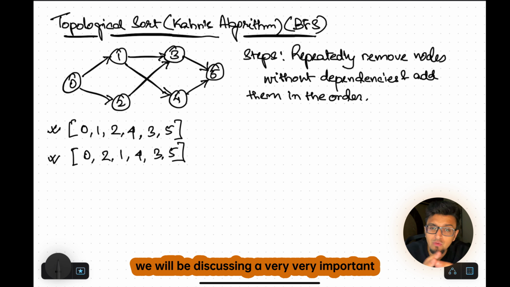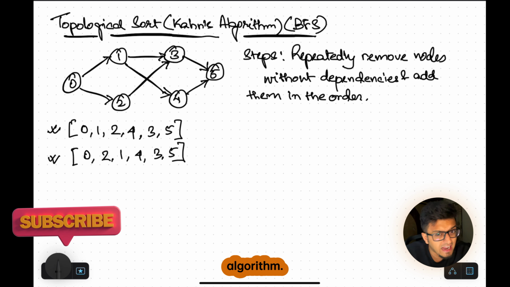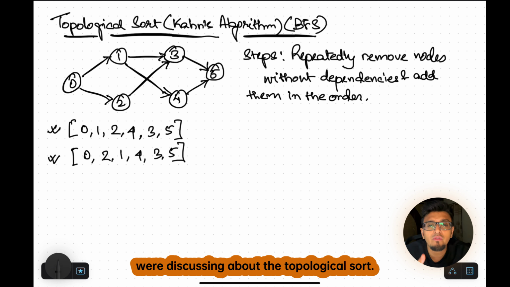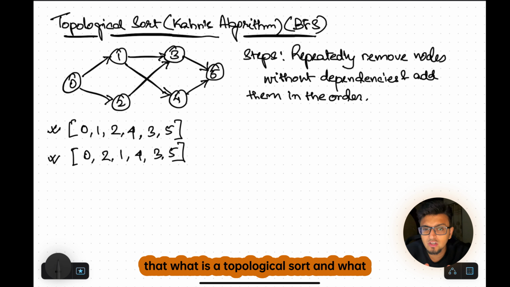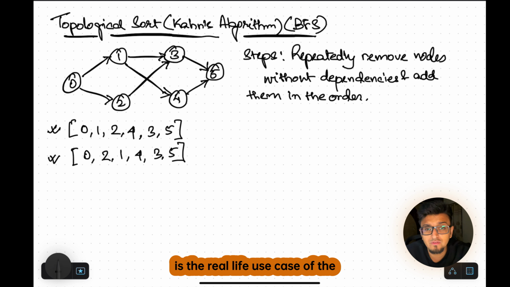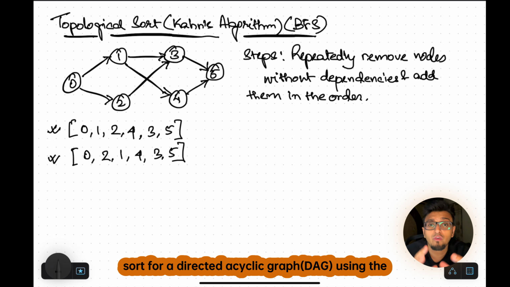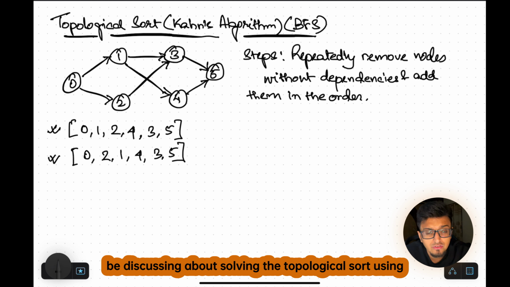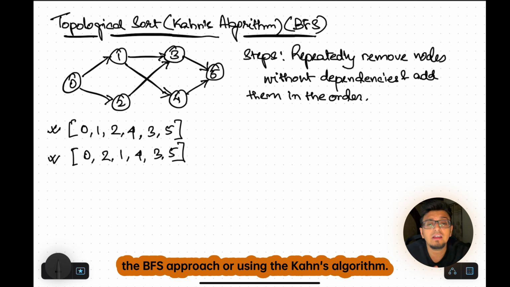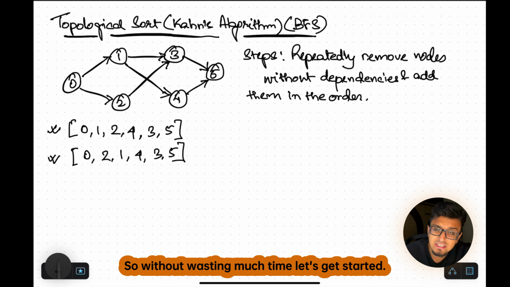Today we will be discussing a very important algorithm on graph, and that is Kahn's algorithm. For the last couple of videos we were discussing topological sort. In our 13th video, we discussed what a topological sort is and its real life use case. And in our last video, we saw how to find the topological sort for a directed acyclic graph using the DFS approach. In this video, we will discuss solving the topological sort using the BFS approach, or using Kahn's algorithm. So without wasting much time, let's get started.